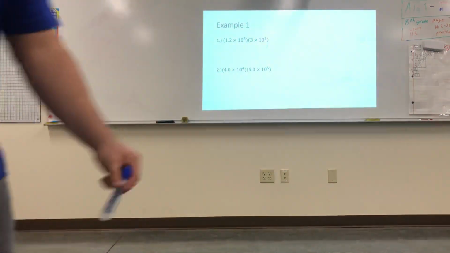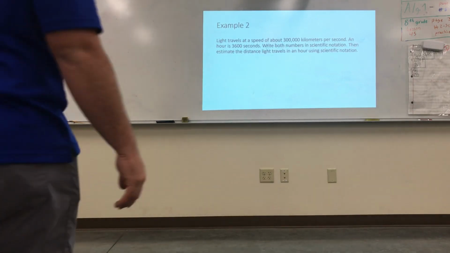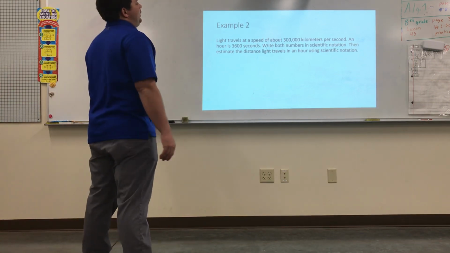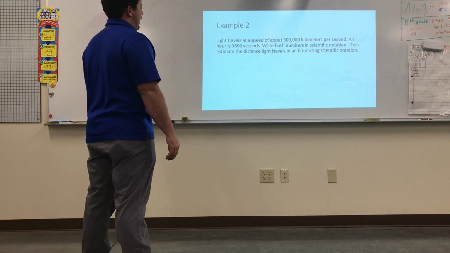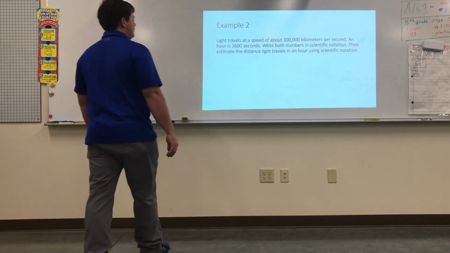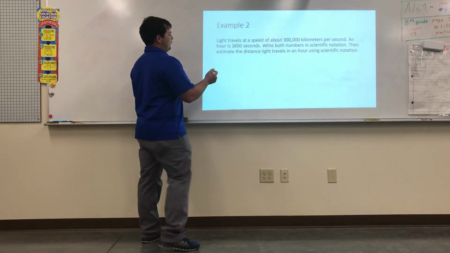Now, light travels at a speed of about 300 kilometers per second, and an hour is about 3,600 seconds. Write both numbers in scientific notation, then estimate the distance light travels in an hour using scientific notation.